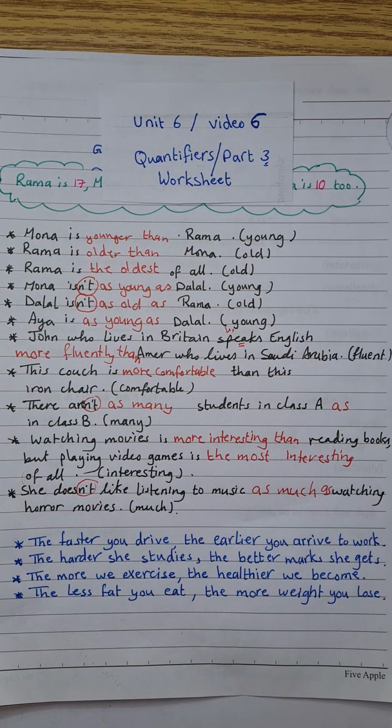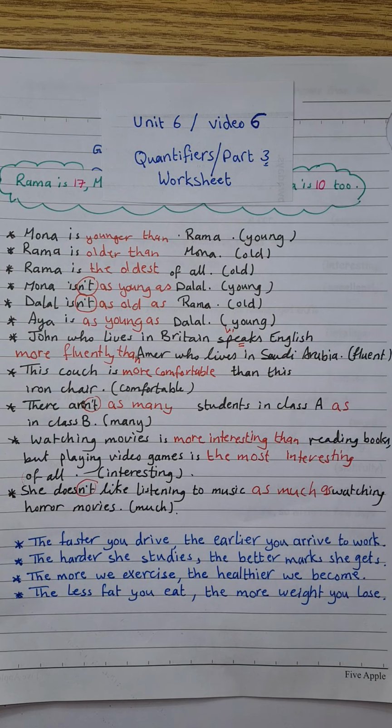يعني the faster you drive, يعني كل ما سقت أسرع, the earlier you arrive to work, كل ما وصلت لعملك أبكر. Another example, the harder she studies, the better marks she gets. كل ما درست بجد أكتر, كل ما حصلت علامات أكتر. Again, here we have er, and here also we have the second part, we have the and er.